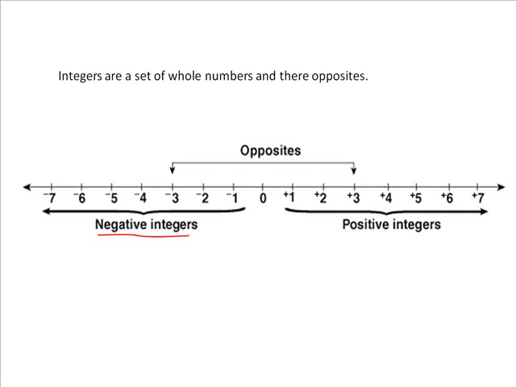Every positive integer we've looked at in the past has an opposite. So for example, positive 3 has an opposite sign of negative 3, which is an equal distance from 0, only below 0 on the number line. So positive 3 and negative 3 are opposites.